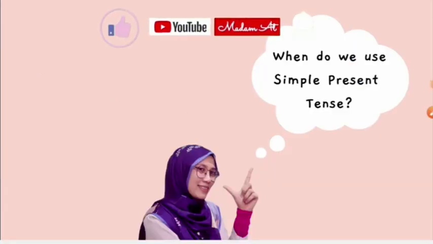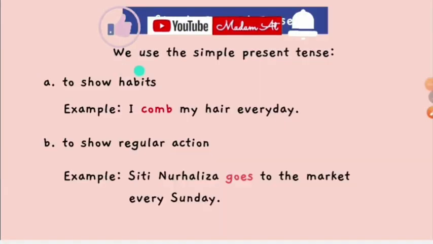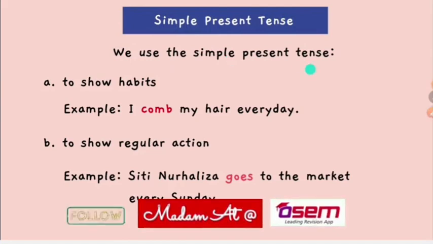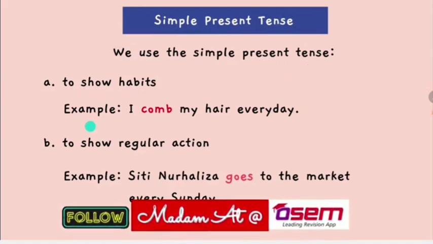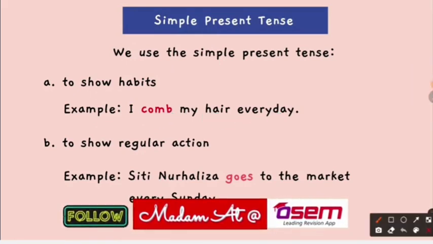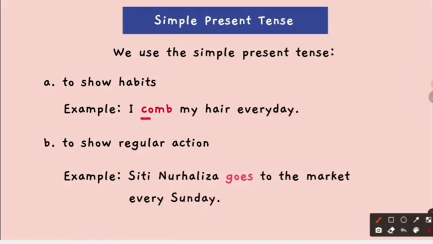When do we use simple present tense? We use the simple present tense to show habits. For example, I comb my hair every day. In this sentence, the verb is in a base form. The verb depends on the subject. I is always considered as plural.